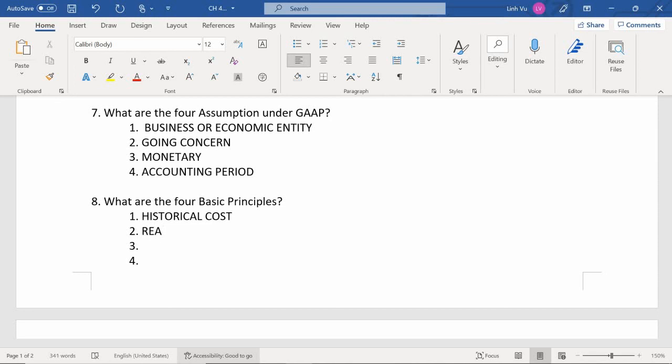Number 2, realization, or revenue recognition. Either way you want to address it, whether realization or revenue recognition. I believe in corporate terms it's widely used as revenue recognition. In this case, you only record revenues when they have been earned. So again, this goes hand in hand with the accrual basis. Okay, and then what is next?